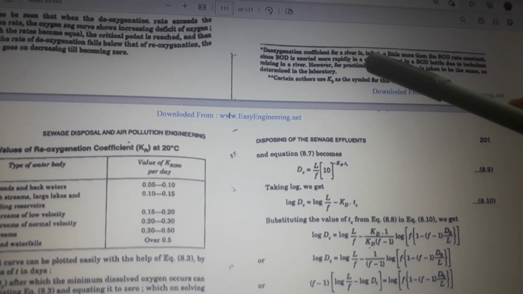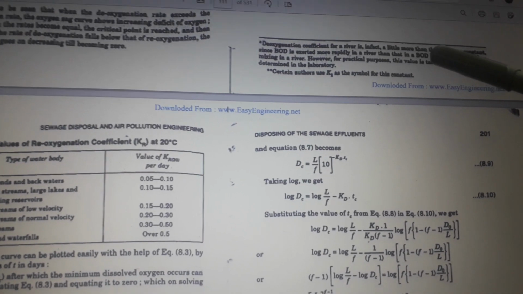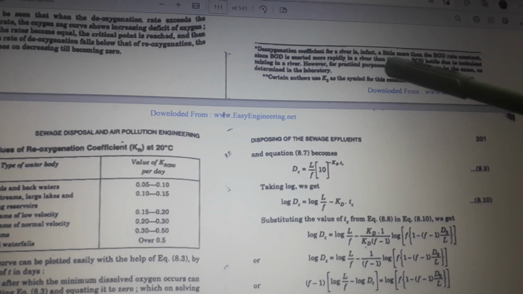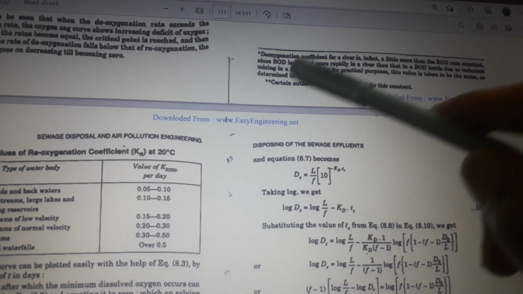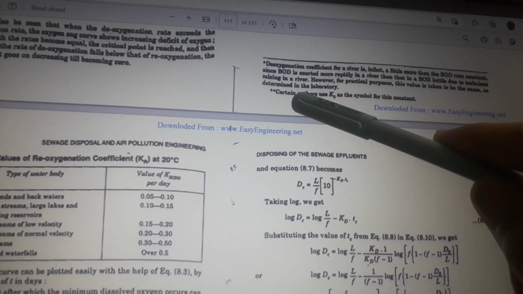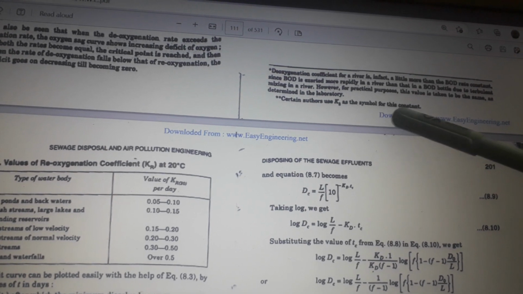Deoxidation coefficient for a river is in fact a little more than the BOD rate coefficient, since the BOD is exerted more rapidly in a river stream than in the BOD bottle due to turbulent mixing in the river. However, for practical purposes, the value is taken to be the same as determined in the laboratory. Certain authors use Ks as a symbol for this constant.